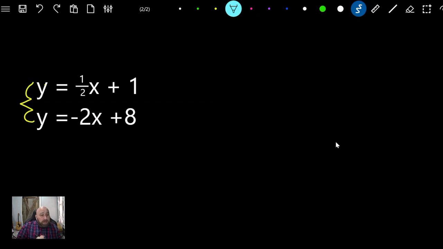There's really two ways that we talked about with how to graph. We said that you can graph it from right here. This is what's called the y-intercept form, or you can graph it with an x and y chart.